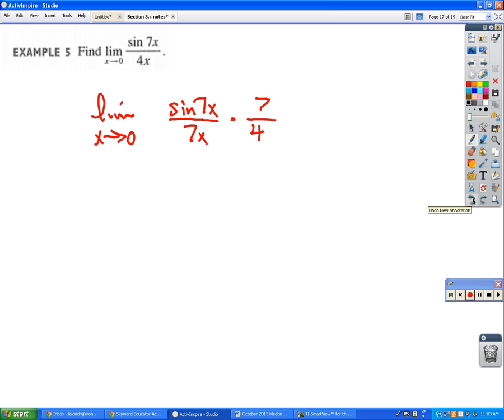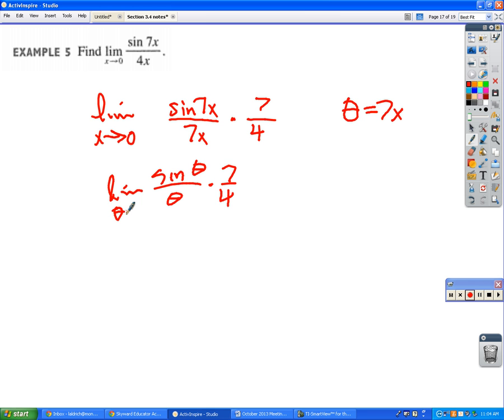Because now that I have this as the sine of 7x over 7x, technically what I'm doing is I'm saying, let's let theta equal 7x. So that means I can rewrite this as the sine of theta over theta times 7 over 4. And then what's the limit of the sine of theta over theta as theta approaches 0? 1. And 1 times 7 fourths is 7 fourths.